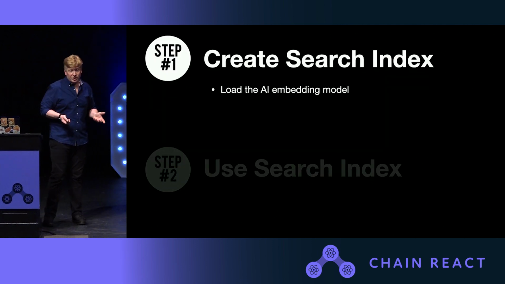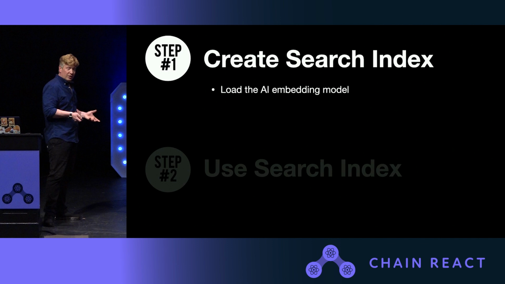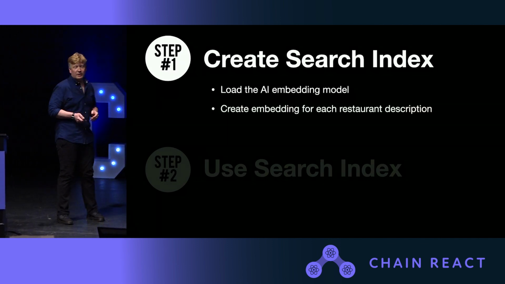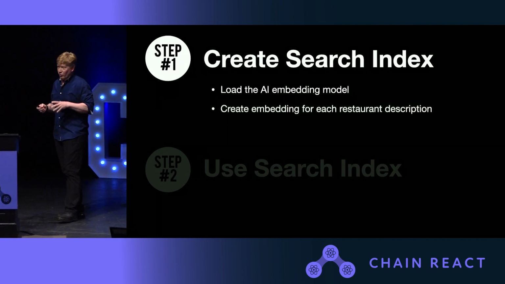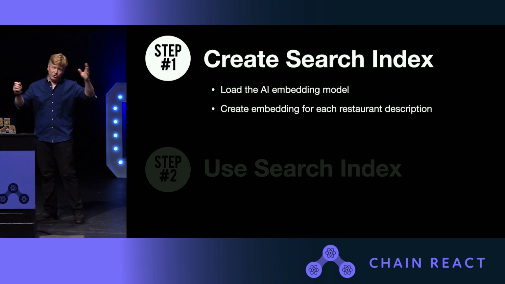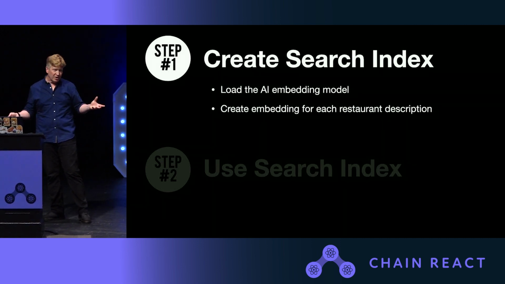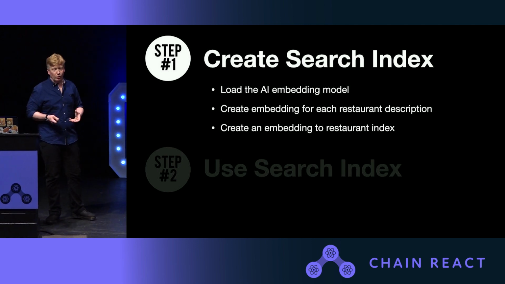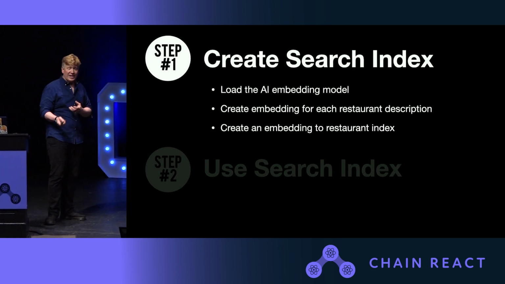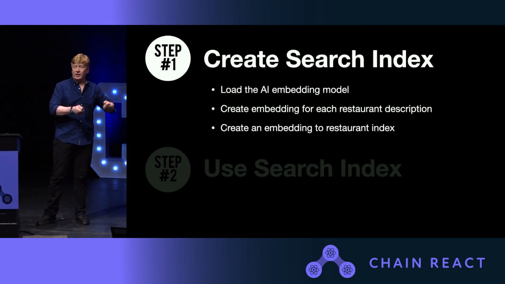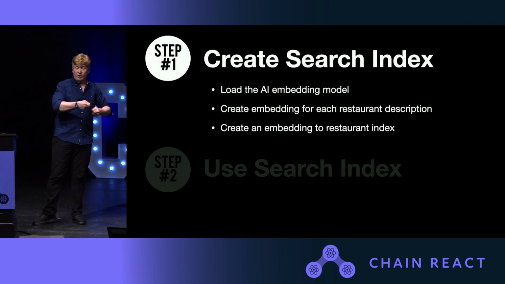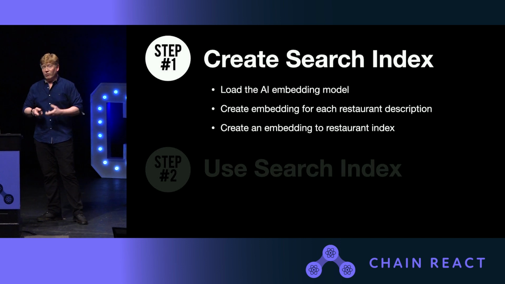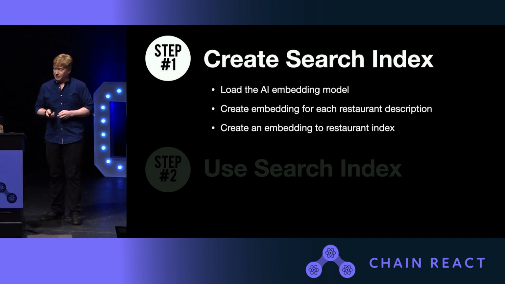So how do we create our search index? We load an embedding model, an AI model. We create an embedding for each one of those descriptions. We take that description, we just give it to the model, it gets back some numbers, and then we take that embedding and we put it into an index that gives us a fast retrieval between a new embedding that we get when we do the query and whatever vectors actually match coming out of that data.